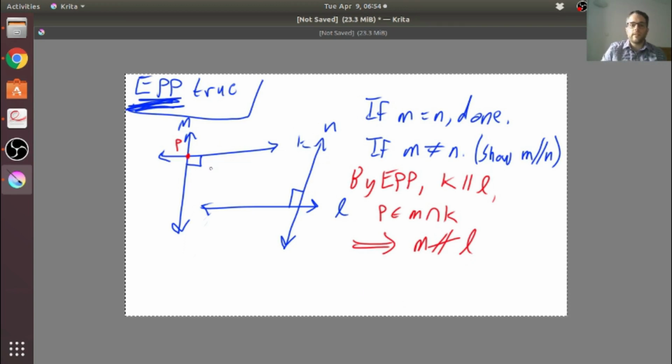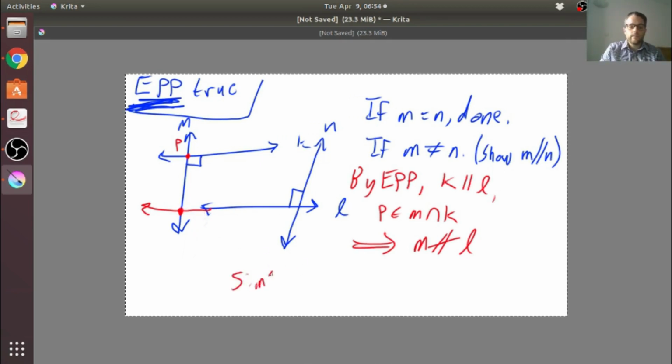The Euclidean parallel postulate tells me there is exactly one line which hits this point P and is parallel to L, and that one line is K. Well, that means M is not parallel to L. That means if I draw out this line L, it's got to hit M somewhere. This does not happen in hyperbolic geometry, but since we're assuming the Euclidean parallel postulate, I can just extend this line L, it's got to hit M.